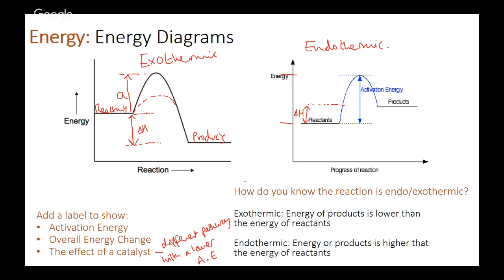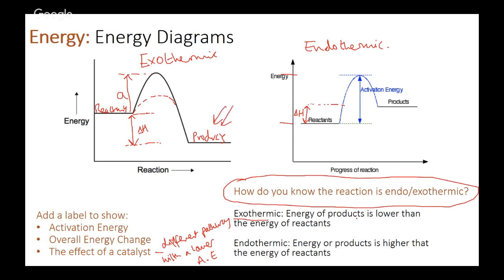They will also say, this is a really common question, how do you know the reaction is endo or exothermic? And you quite simply need to just say what you see. So for the 2 marks, for exothermic, you're saying the energy of the products, which is here, is lower than the energy of the reactants. And the opposite way round, endothermic, you're saying the energy of the products is higher than the energy of the reactants. So simply just say what you see. Don't try and overcomplicate that kind of question.